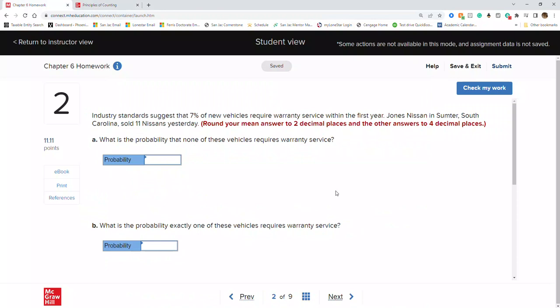So industry standards suggest that 7% of new vehicles require warranty services within the first year. Okay. Jones Nissan in Sumter, South Carolina, sold 11 Nissans yesterday. We're going to round the mean answer to 2 decimal places and other answers to 4 decimal places.